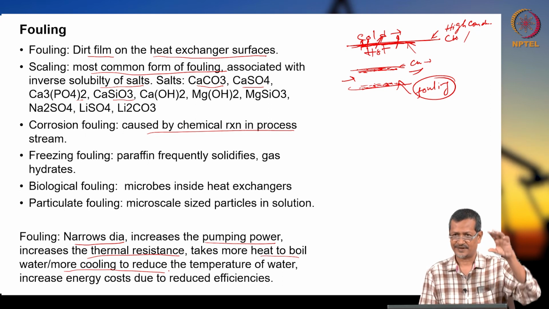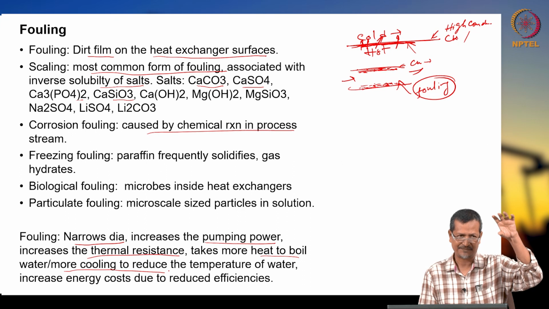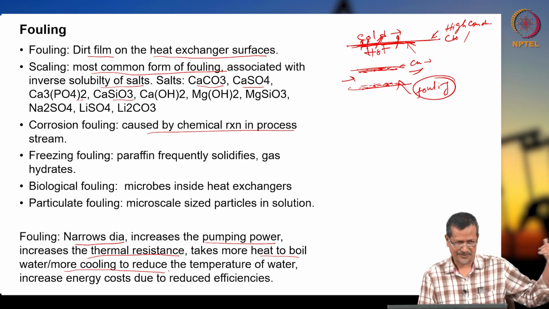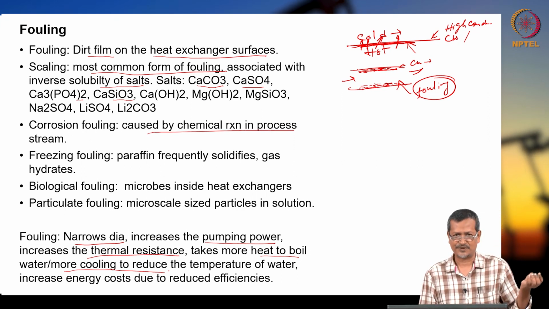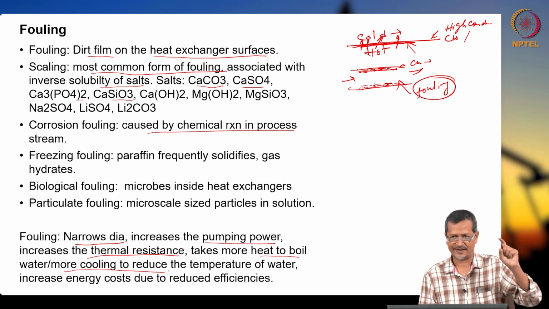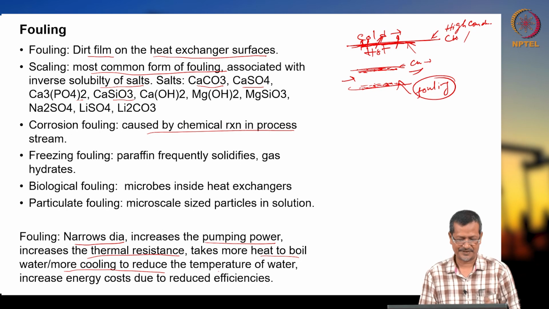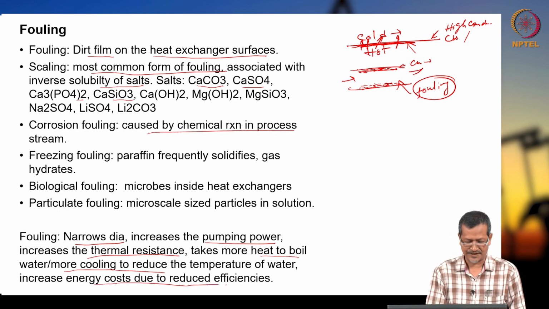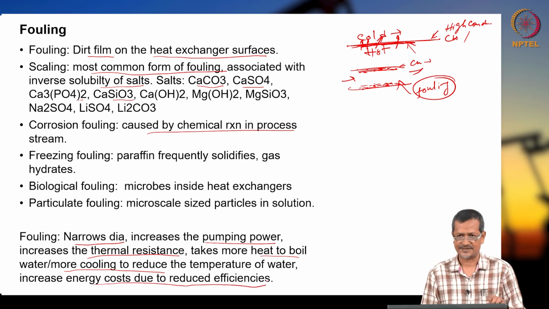Okay, so your target is to reach a certain temperature, but heat is not getting transferred. So you have to give more fuel, because you are assuming there may be some other issues, and you are giving more fuel, more burning fuel, but you are getting less heat transfer. Okay, that will be one problem. Increased energy cost due to reduced efficiency. The system efficiency will be lower.